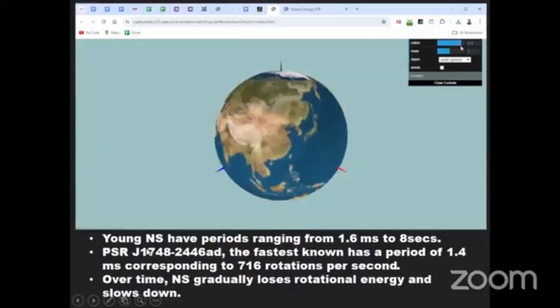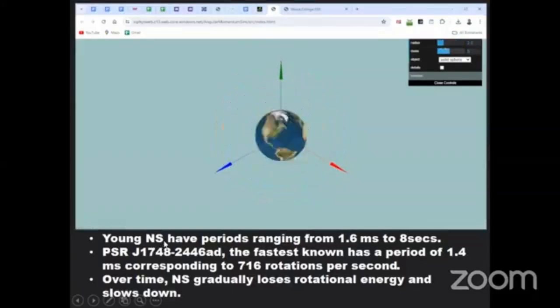Now, for newly formed neutron stars, the period, which simply means the time to make one complete oscillation, ranges from 1.6 milliseconds to about 8 seconds. It is incredibly fast. The fastest neutron star, we call it PSR, has a weird name. You can see the name here. The period is about 1.4 milliseconds, which corresponds to about 716 rotations per second.